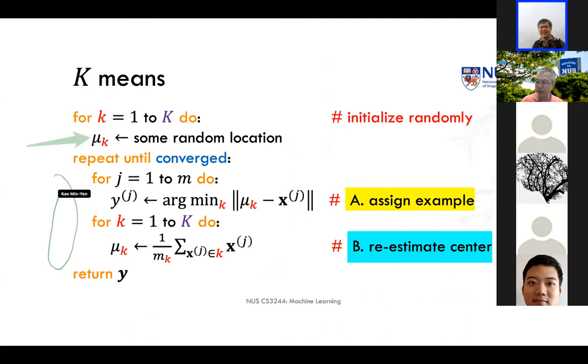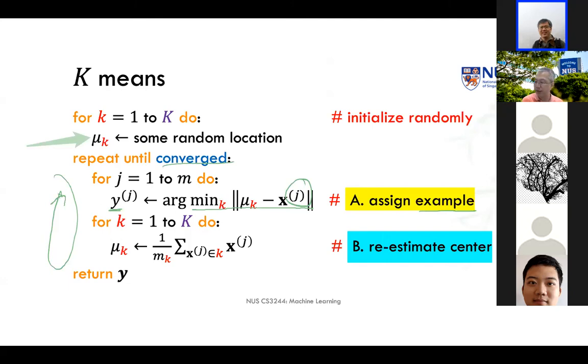This loop basically says, for a number of times, I'm going to repeat this until it's converged. I'm going to first assign examples to a particular cluster. So I'm going to say that that particular point, xj, belongs to cluster y, whatever y is. So it belongs to cluster 1 or cluster 2. I do this by just trying to choose the y that minimizes the distance between the current cluster centroid for that particular cluster and the data point.